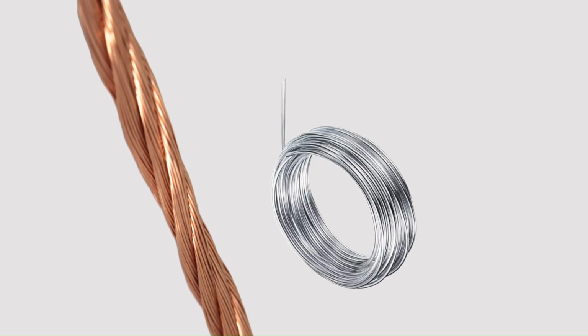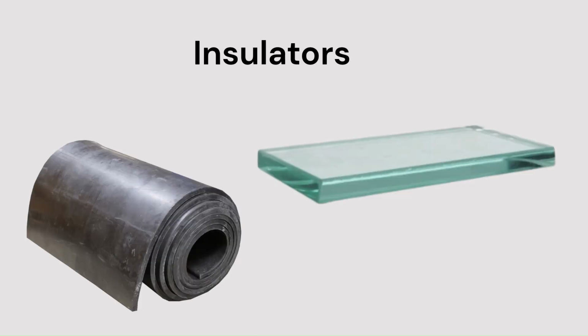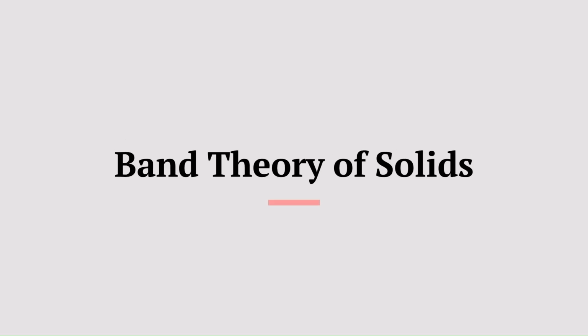Have you ever wondered why some materials conduct electricity effortlessly while others don't? What makes copper and aluminium good conductors while glass and rubber are insulators? The answer lies deep within the atomic structure of solids in what we call the band theory. This theory explains the fundamental difference between conductors, insulators, and semiconductors.